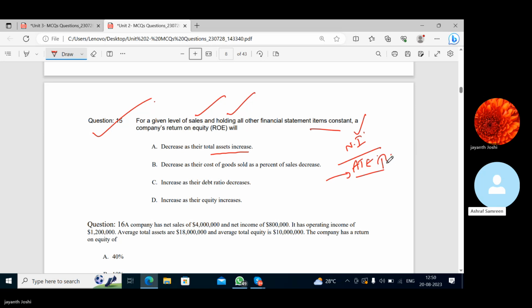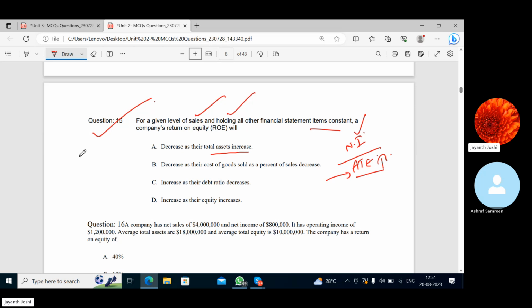Income is also increasing, then equity will increase. They are saying you are going to keep all the things constant. So an increase in total assets means an increase in equity, right? Yeah. Increase in total assets means increase in equity.